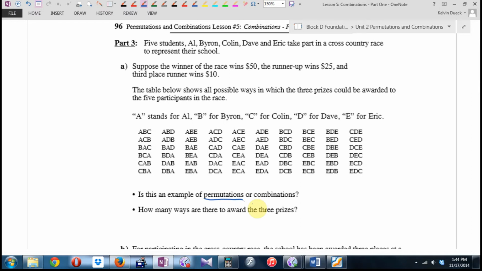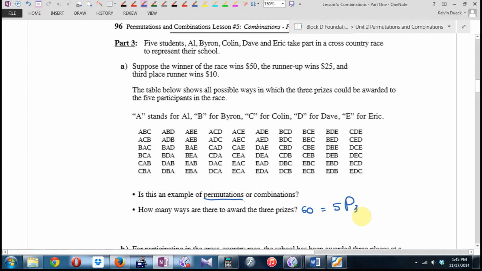60. Is it 60? Now, we should also have been able to go from 5 permutate. How many are we permutating at a time? Taylor, check on your calculator. Is 5P3 60?